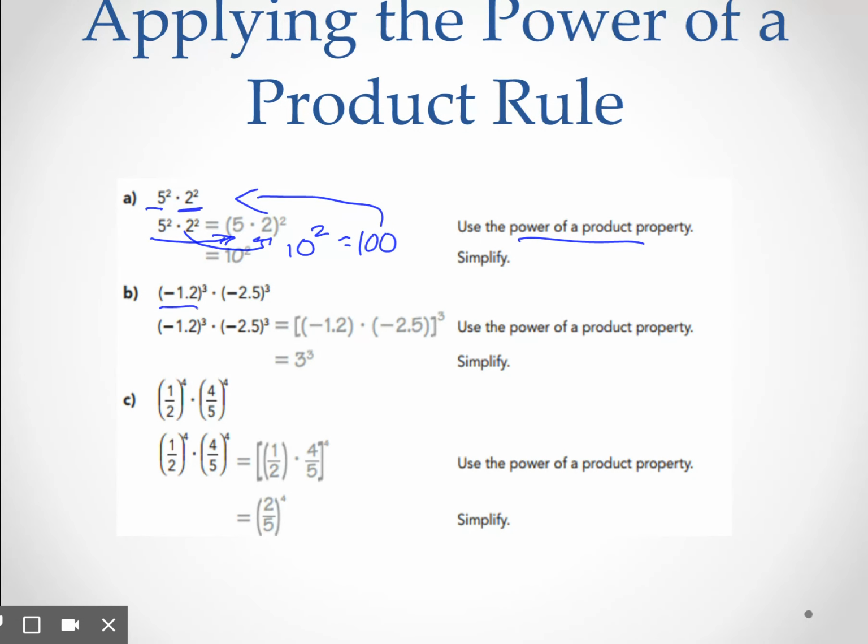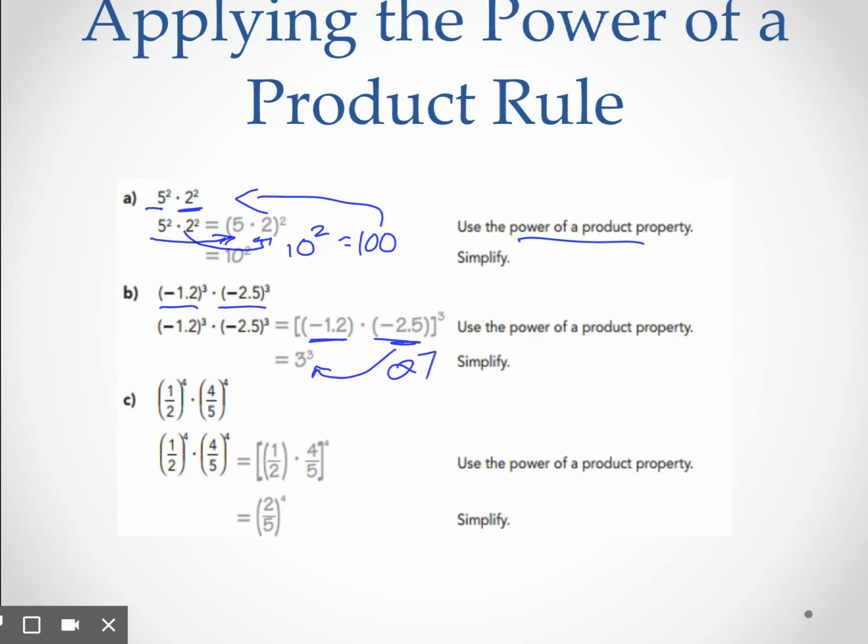Part B, we're dealing with some negative decimals here. Negative 1 and 2 tenths cubed times negative 2 and 5 tenths cubed. Again, the bases are different, but because the exponents are the same, I can apply this and put both of those decimals inside my parentheses and raise them to the third power. And after doing the multiplication, you would see that you could simply get 3 to the third power. Again, a lot easier to figure out that 3 to the third power is 27 versus doing the repeated multiplication with those decimals.